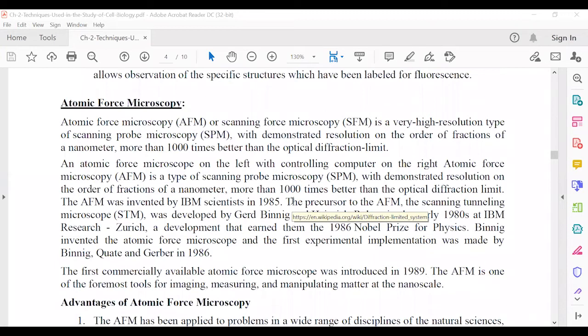Atomic force microscopy or scanning force microscopy is a very high resolution type of scanning probe microscopy with demonstrated resolution on the order of fractions of a nanometer, more than 1000 times better than the optical diffraction limit. Thus, in this technique, we use atomic force for the detection and scanning of any object.